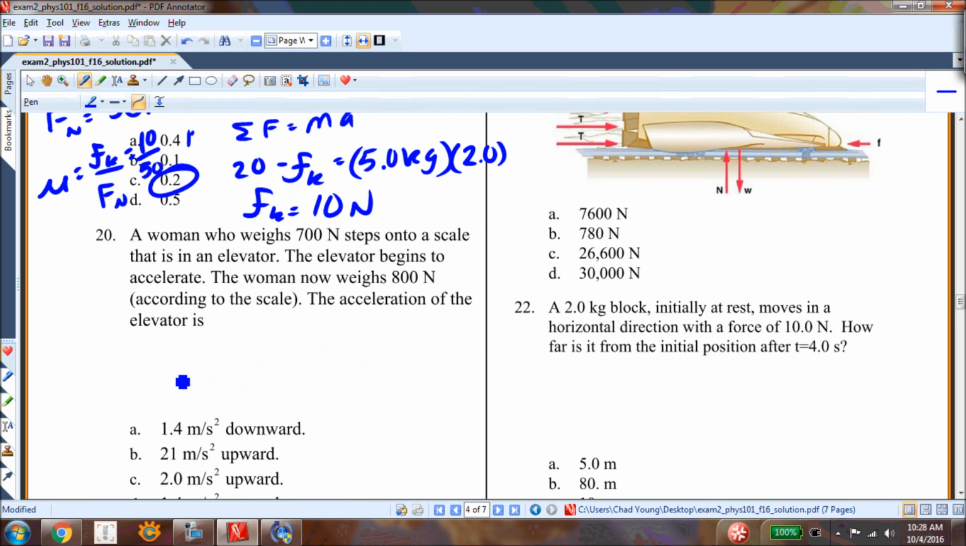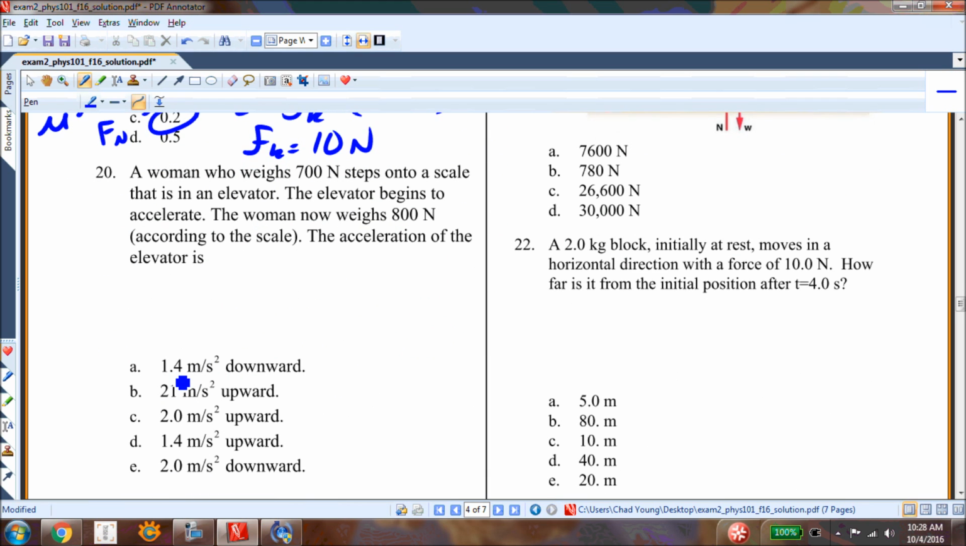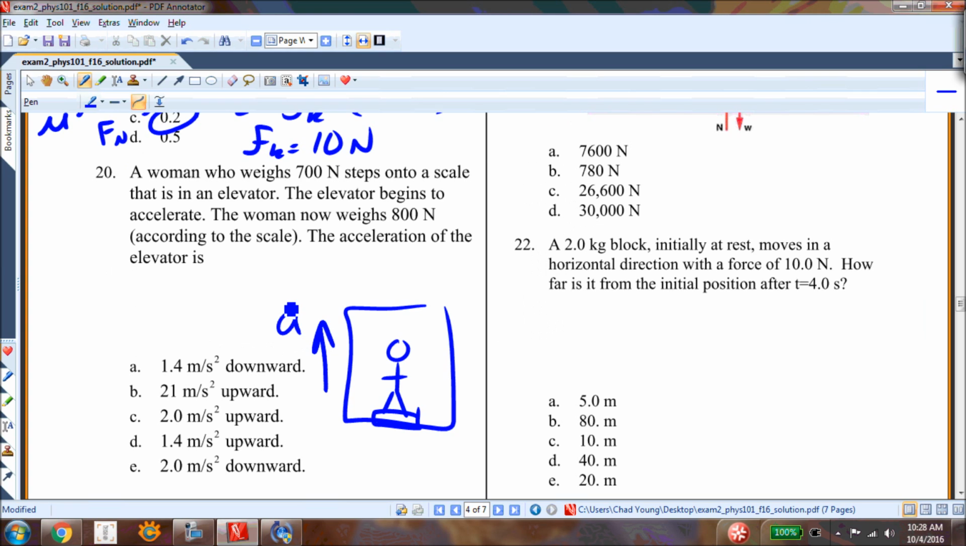A woman who weighs 700 newtons steps onto a scale that is in an elevator and begins to accelerate. The woman now weighs 800 newtons. Okay, so if she's on a scale, if she weighs more, that means that it's accelerating upward. So I can get rid of this one and this one. It has to be one of these others.